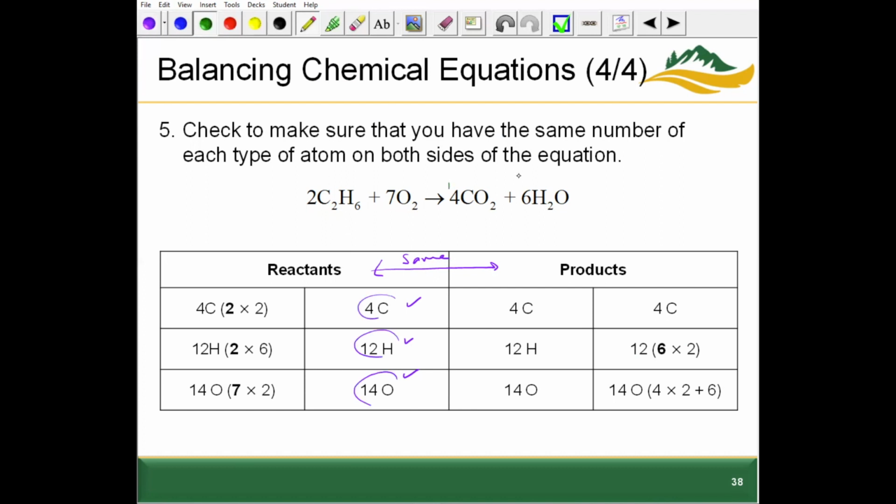So let's do the product side now. For carbon, we have 4 times this implied subscript of 1. So 4 times 1 is 4 carbons. Hydrogen, we have 6 times 2. That's 12 hydrogens. Oxygen shows up in both products. We have 4 times 2 is 8. 6 times 1 is 6. 8 plus 6 is 14 oxygens. Then we have to check that they're the same, and they are. So this is a correct balanced equation. So check your work here for these balancing equations kinds of problems.